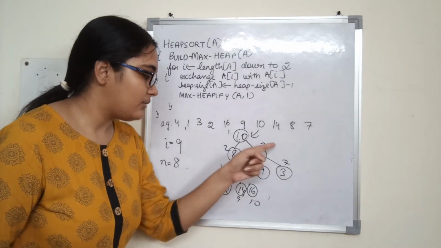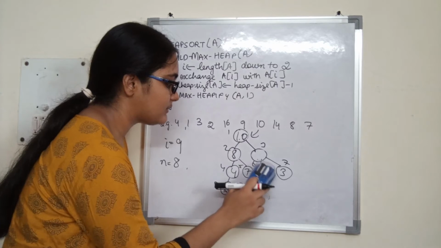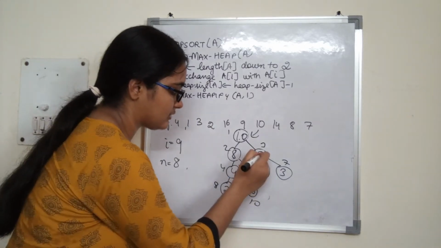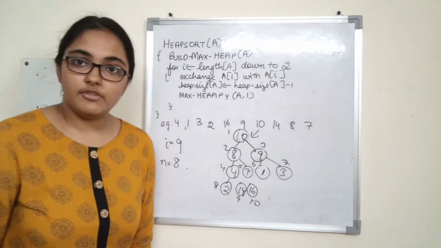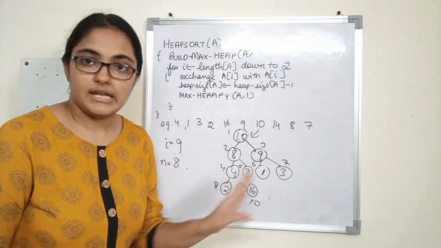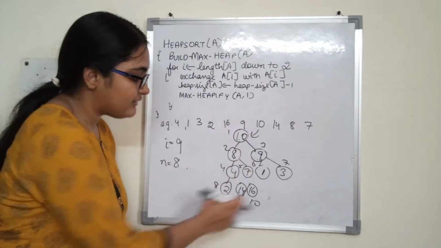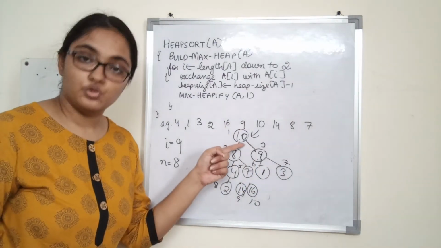Now max CP5 will be called on this node. Out of 1, 9 and 3, which one is the maximum? 9 is the maximum, so 9 and 1 will be exchanged. Alright, now when it is called on leaf, nothing will happen, it will just return as it is, alright. So now again we have got the third largest element at the root, alright.